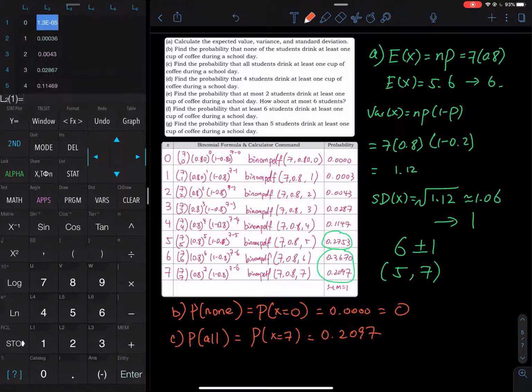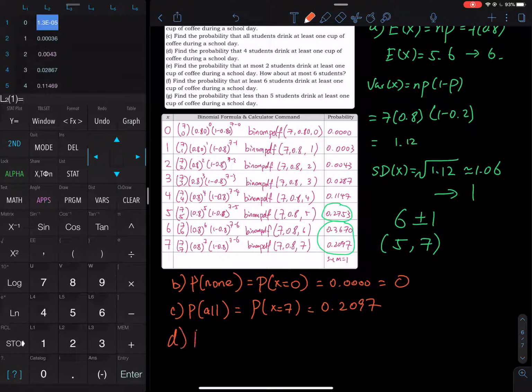And then part D, 4 students. Part D, probability of exactly 4. So x equals 4. Then you got your table. 0.1147. Trust me, if I don't do this table first and just give you this probability question, you will be stuck immediately. This is based on my experience. All right. And then E and then F.